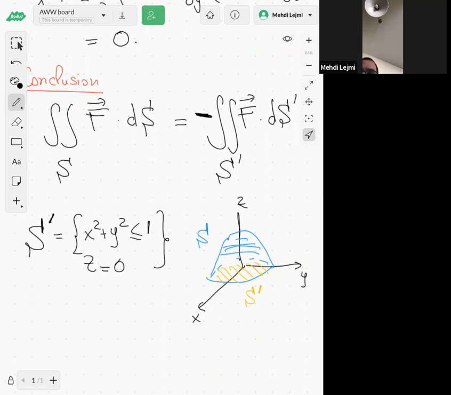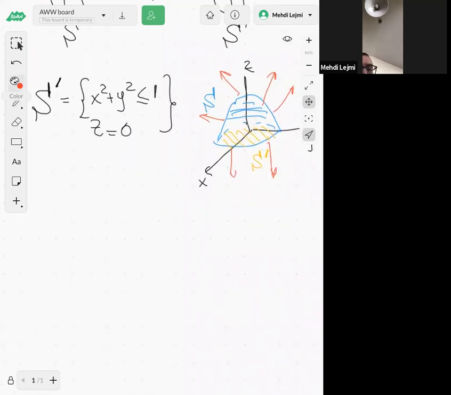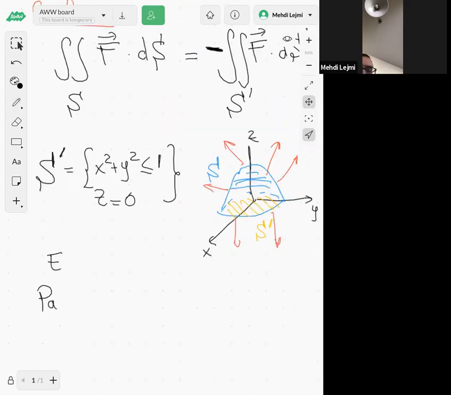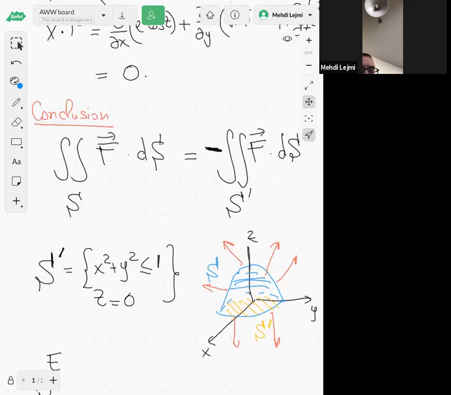Okay, and don't forget the orientation required by Gauss's theorem: it must be outward. So the orientation of S prime should be a downward pointing normal, right? So let's parameterize this S prime. When I evaluate, we are saying that this very hard integral is equal to minus the flux of F across S prime. So we need to evaluate this, right?